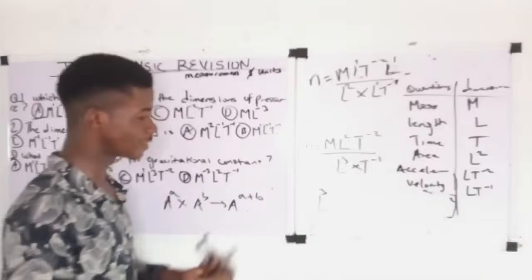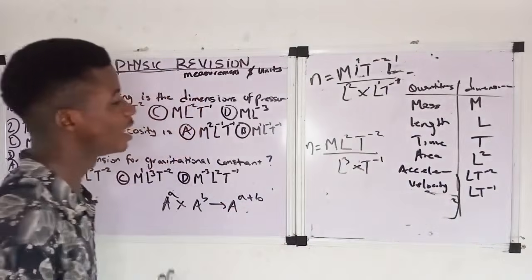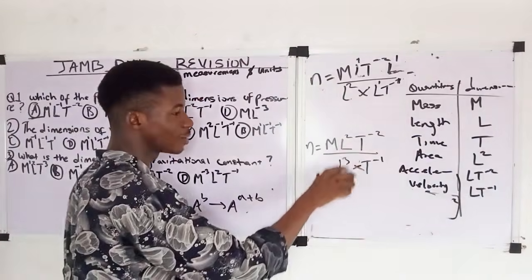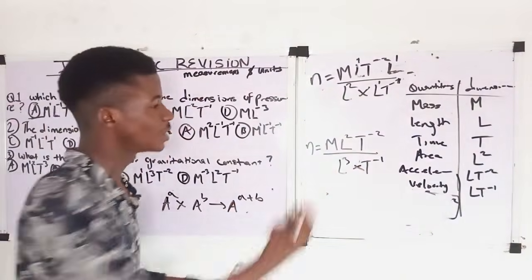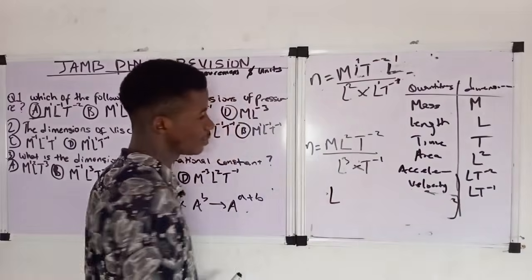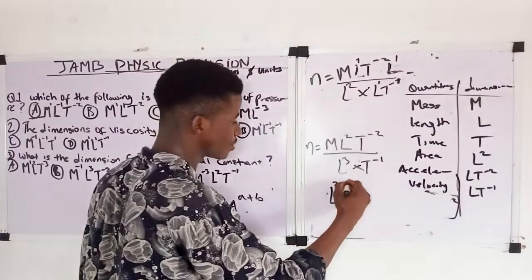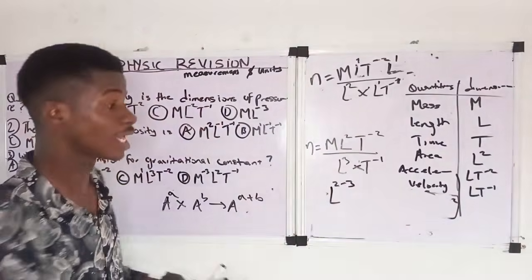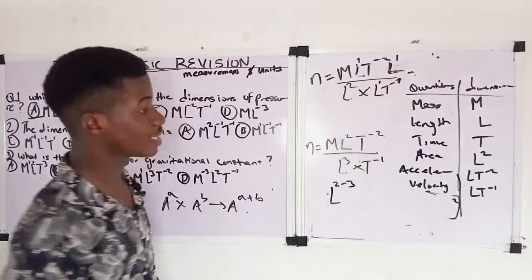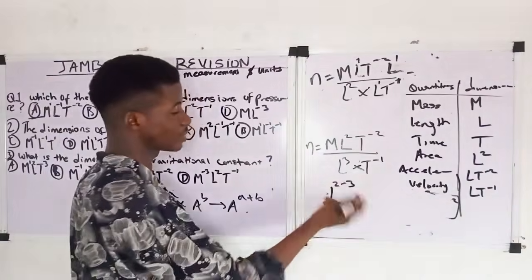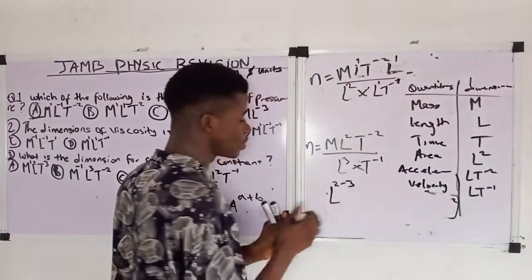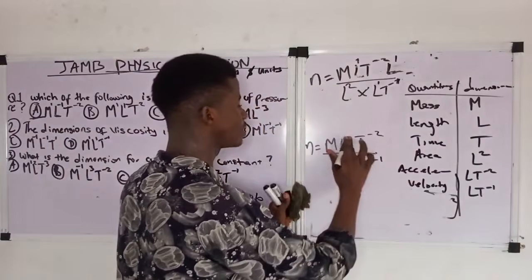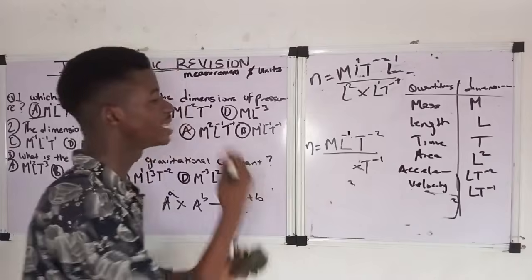Yes. So are we done yet? No. Let's simplify further. Look at these two. They are dividing each other, and they are the same base. So we take one of the bases, which is L, and subtract their powers, 2 minus 3, right? 2 minus 3 is minus 1. So everything here will be L to the power minus 1, right?